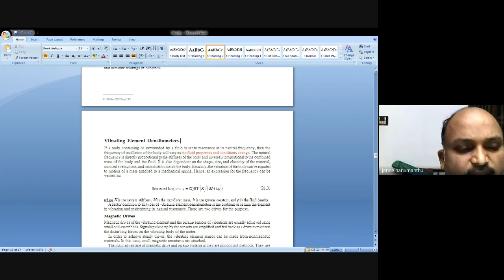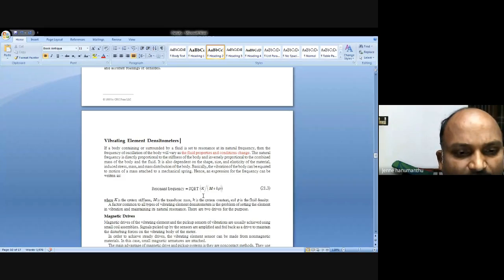So why does the body get some oscillations? Because the fluid properties and conditions are going to be changed, right? Natural frequency is directly proportional to the stiffness of the body and inversely proportional to the combined mass of the body and the fluid. Based upon this property, we are measuring the density of the unknown fluid. It also depends upon the shape, size, and elasticity of the material, induced stress, mass, and mass distribution of the body.